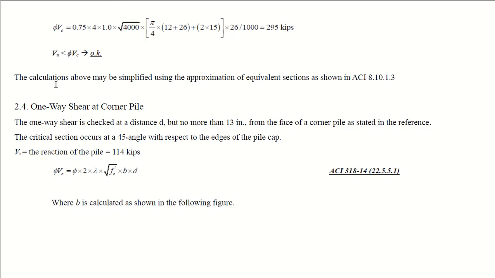So okay, the calculations above may be simplified using the approximation of equivalent sections as shown in ACI 318-14. Obviously it's section 8.10.1.3. Okay, but let me show you what this b naught you have obtained is from.